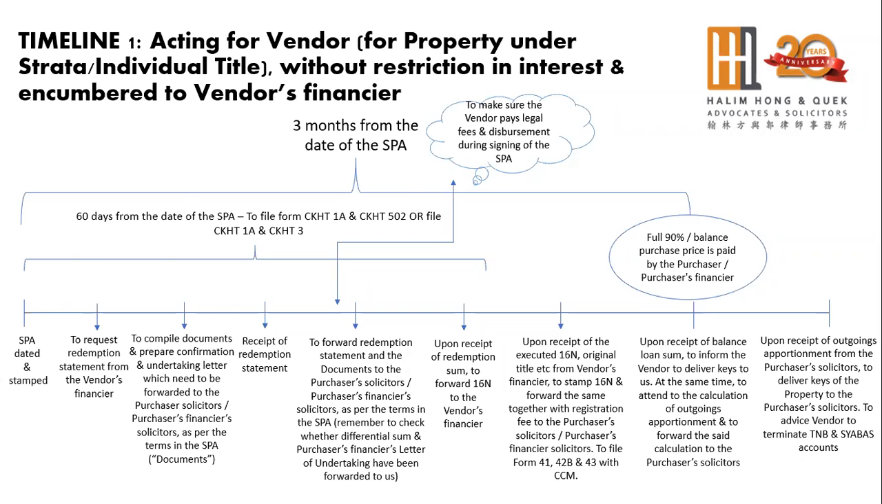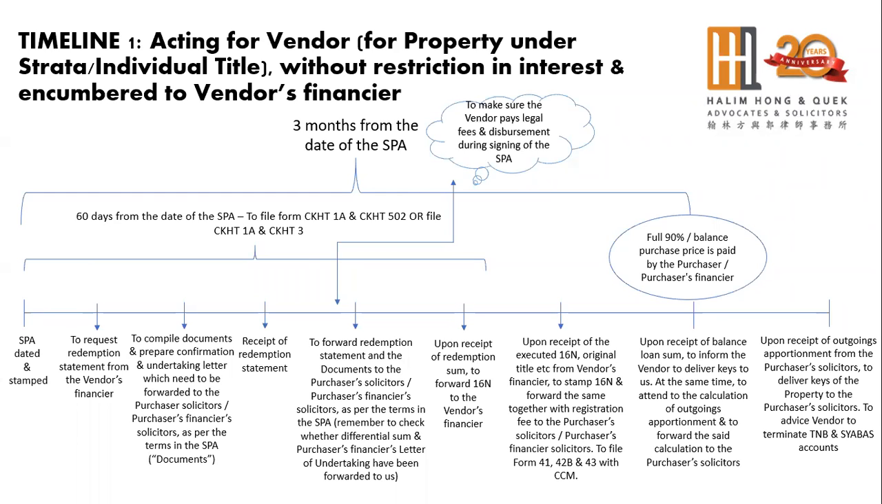Usually the apportionment date, the cutoff date, depends on the SPA, so you have to refer to the SPA for what date is the cutoff date. Usually for me, it would be the date we send over the keys to the purchaser's lawyer. So you have to forward the calculation to the purchaser lawyer. Once we receive the apportionment from the purchaser lawyer, we can deliver the keys to the purchaser. You also have to advise your client to terminate TMB and Strata's account so that they can get back their deposit. Okay, so this is the first timeline.